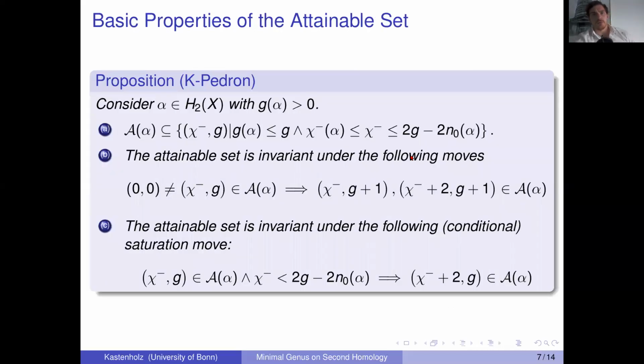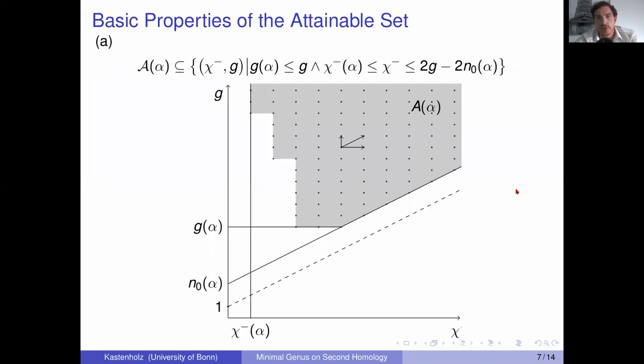So let me come to some basic properties of the attainable set. And maybe let me get into some detail about these 3 things, because I think they're kind of hard to understand just from the formulas. So the first thing says that the attainable set lies in between this line here, which is the minimal chi minus line, and above the minimal genus line. This is kind of obvious from the definition. And then it's also always above this line here, starting at n0 and then going up like that. What is n0 actually?